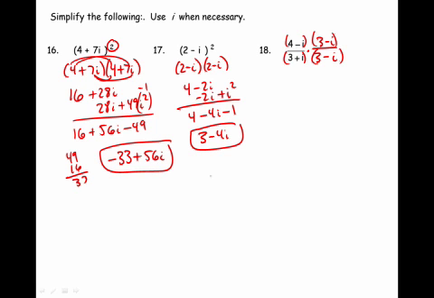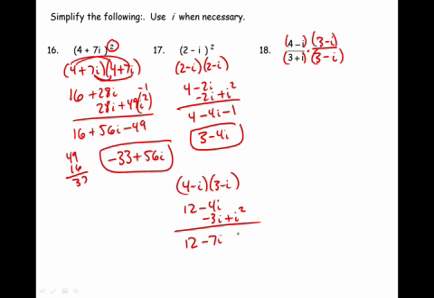So FOIL the top. I'm going to go ahead and do some scratch work down here at the bottom. 4 minus i times 3 minus i. First, 4 times 3 is 12. Outer, minus 4i. Inner, negative 3i. Last, a negative times a negative is a positive, and i times i is i squared. So this is 12 minus 7i minus 1, because i squared is negative 1. When we combine like terms, we're going to get 11 minus 7i for our numerator.